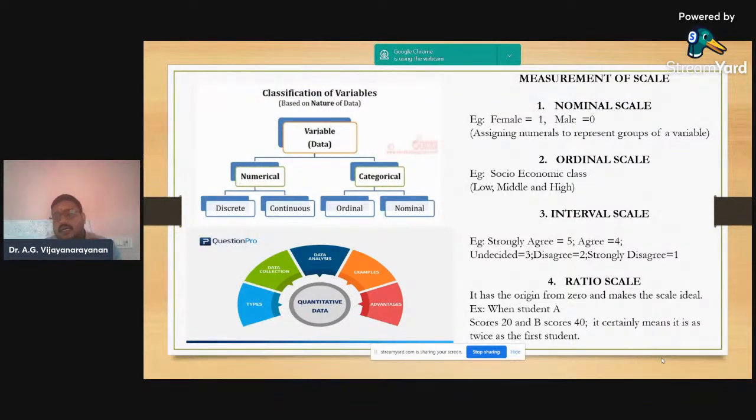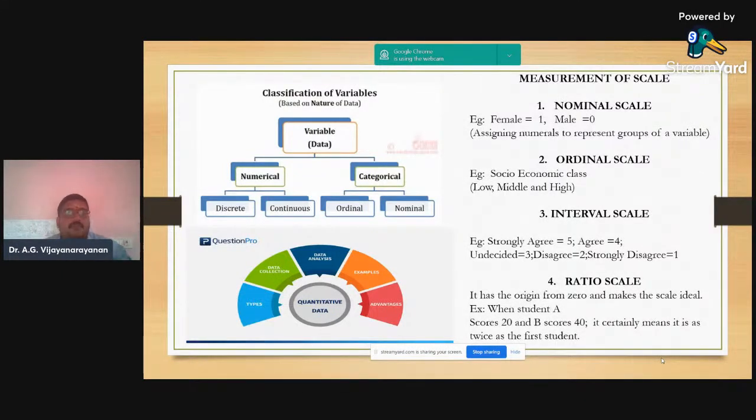In one presentation, I said interval and ratio scale are best because they are measured. But since I say it is best, it is not necessary that all your questions should be in interval or ratio scale. We cannot measure everything in interval or ratio. It is not possible.